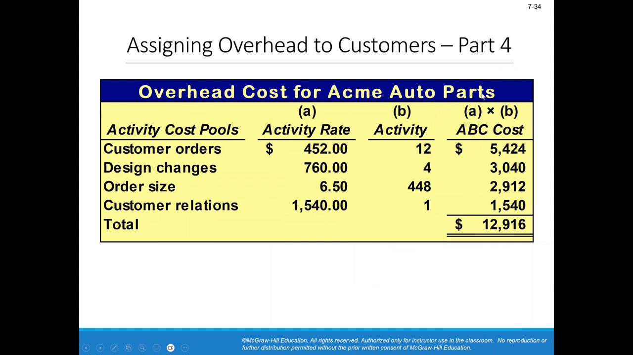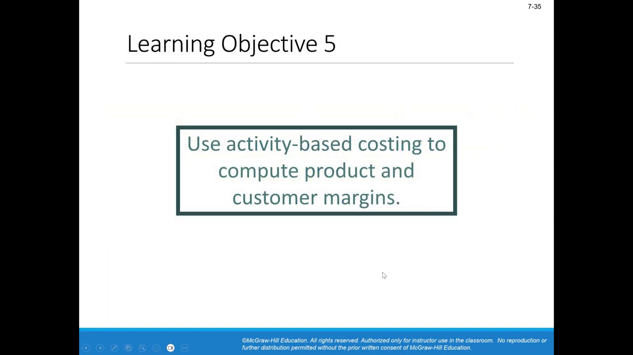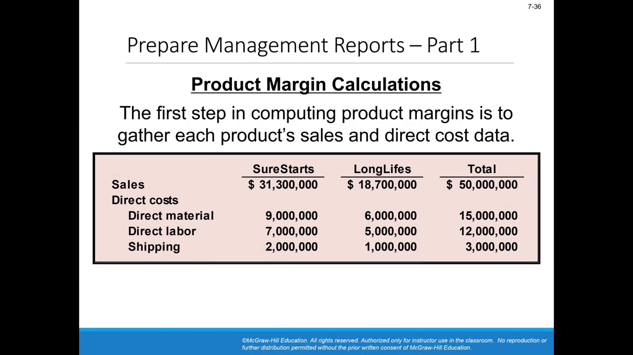So overhead costs for Acme Auto Parts is, again, number of orders times the order rate, number of designs times the design cost per design, machine hours here, and then customer relations. So we get that for Acme, based on their specific activities, our overhead is 12,916. And then from that, we can add the direct material, direct labor, the shipping. And so that will give us the actual cost, and we can use that to determine what we should charge these customers.